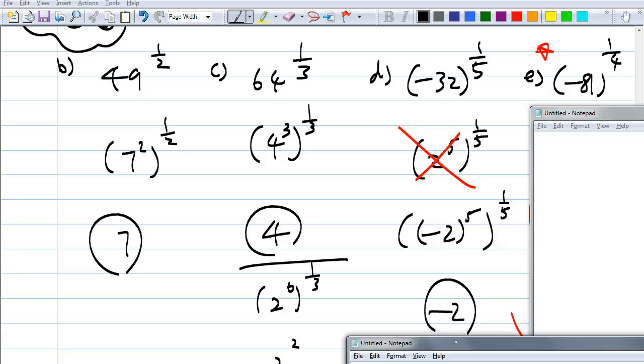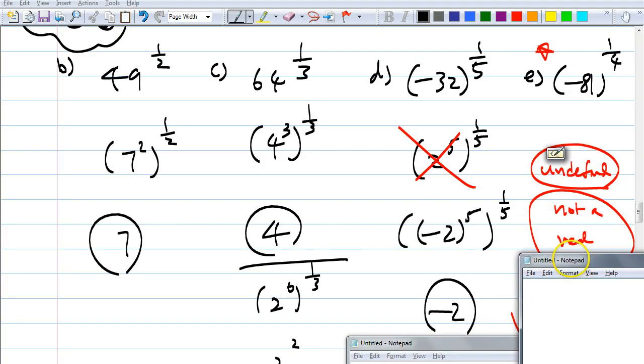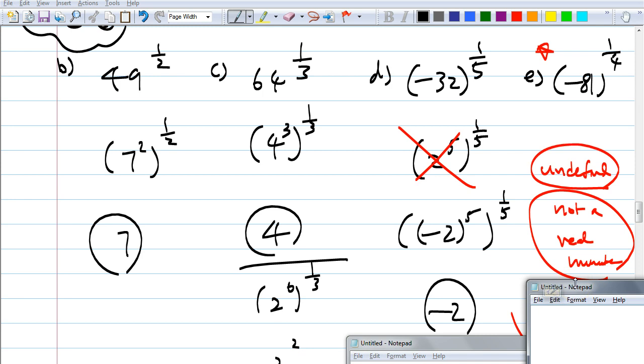That's not undefined. Oh, what about E? Yeah, this is undefined. Okay. Because you cannot multiply, it's not on a number line, is it? Real number line. You cannot multiply a number an even number of times and make it negative. Correct?